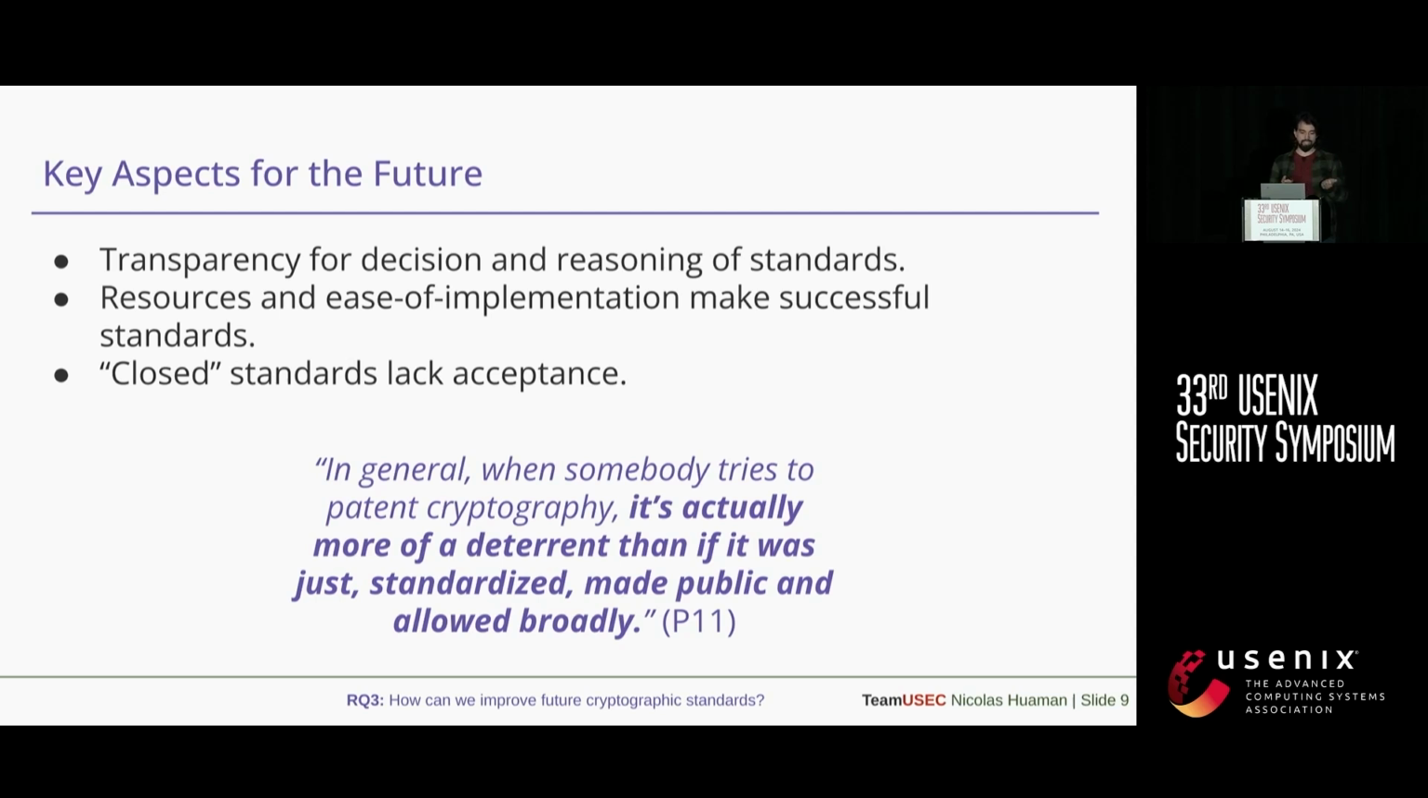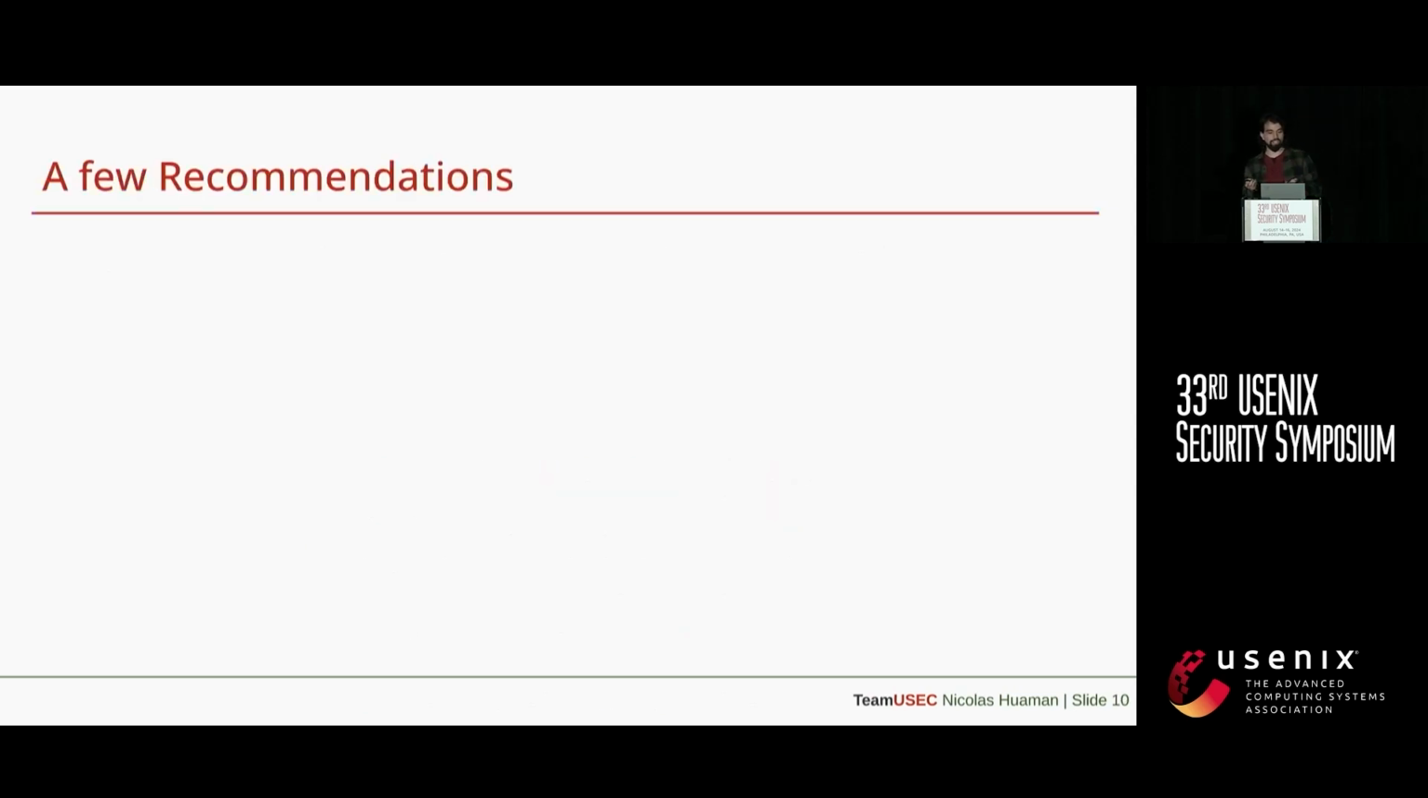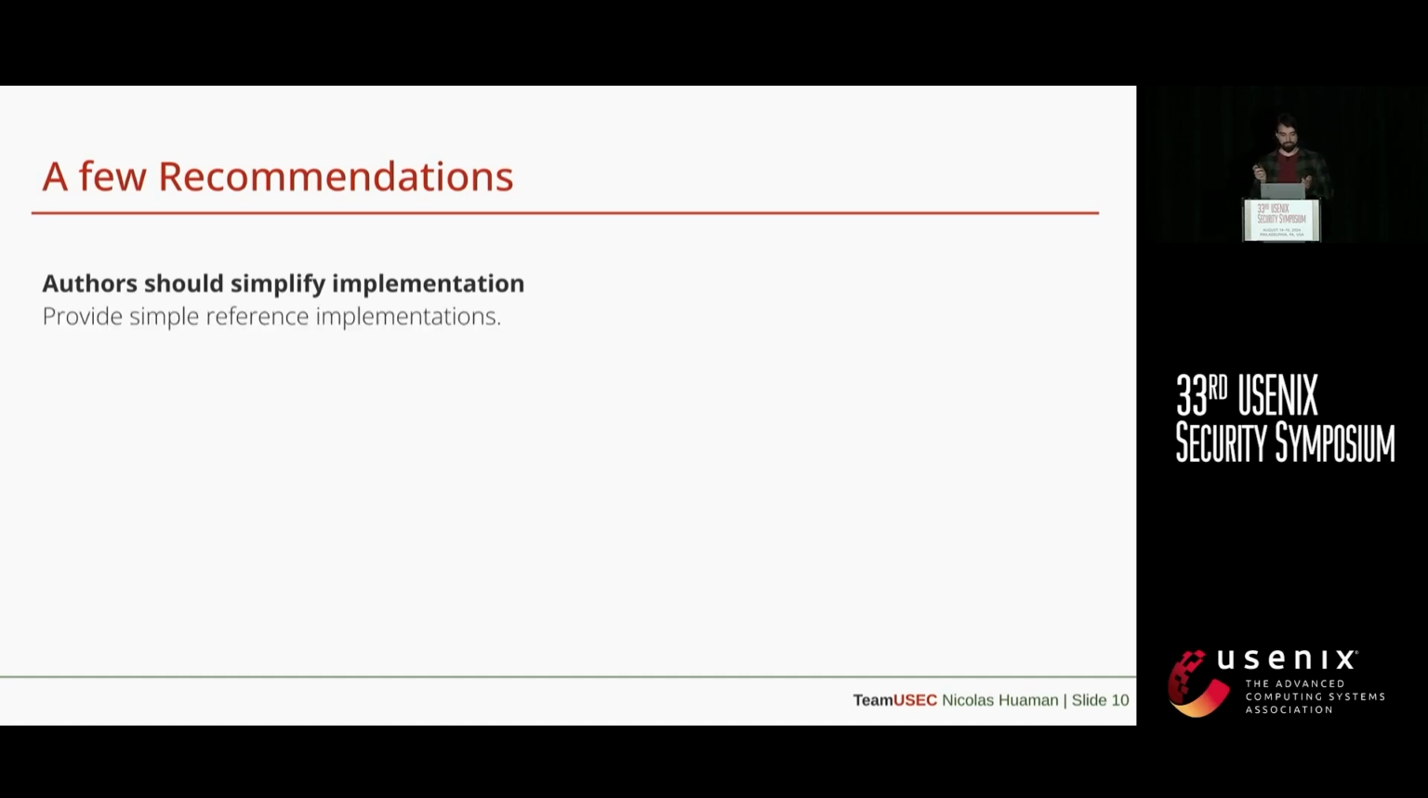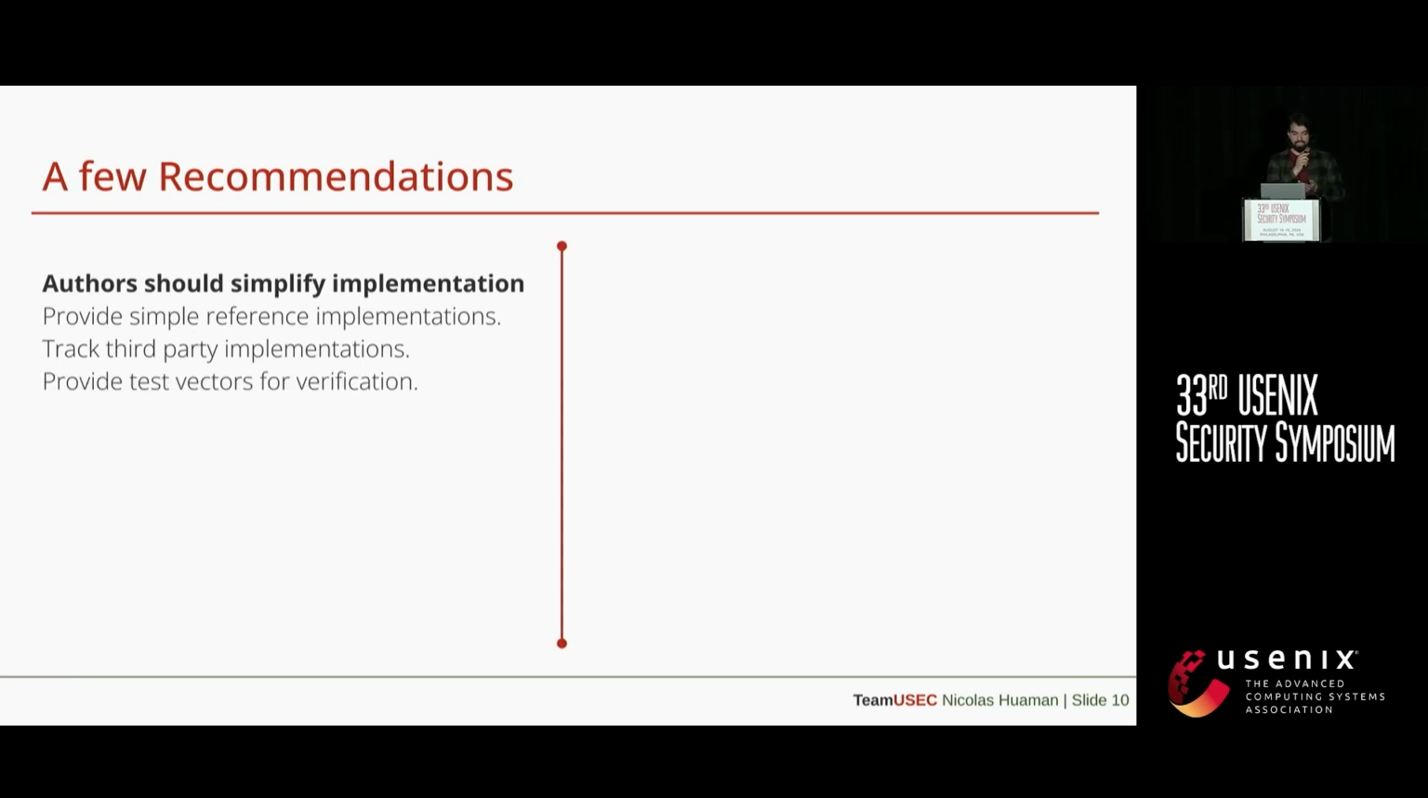Okay, with our key findings out of the way, let's look at a few recommendations that our paper makes. First of all, for authors, they should focus on simplifying implementation. That includes providing resources like, for example, simple reference implementations to understand the standard. It includes tracking third-party implementations and providing them. That was something some people found to be nice. And finally, as I mentioned, to provide test vectors for verification.